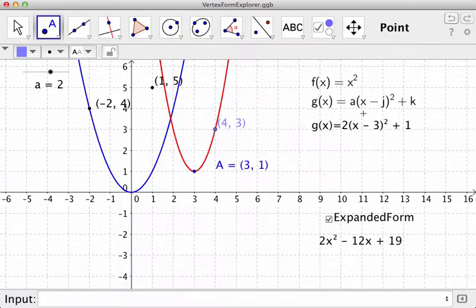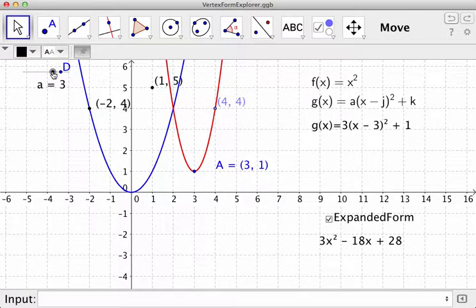If we were to change a to 3 here, we would get instead an equation that looks like this. So now we have this point 4, 4. So we subtract 3 from it, we square that, but then we multiply it by 3 and then add 1 to get our value of y. Again, in the expanded form, we multiplied x minus 3 by itself. We squared it. That gave us x squared minus 6x plus 9. We multiplied all that by 3, and then we added 1 to get 3x squared minus 18x plus 28.